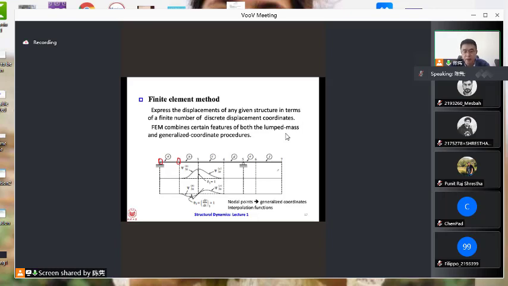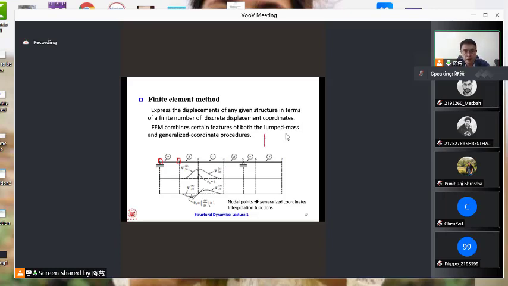And the advantage here is that you can use a unified shape function for all these segments as long as they are the same type, like a beam element or shell element or plate element or a bar element. As long as they are the same type, you can use the same shape function.